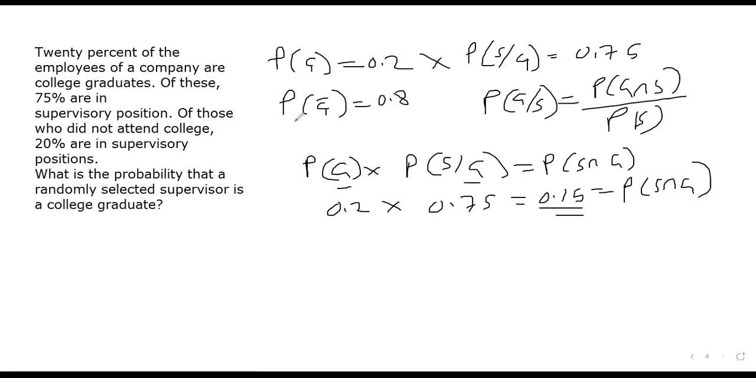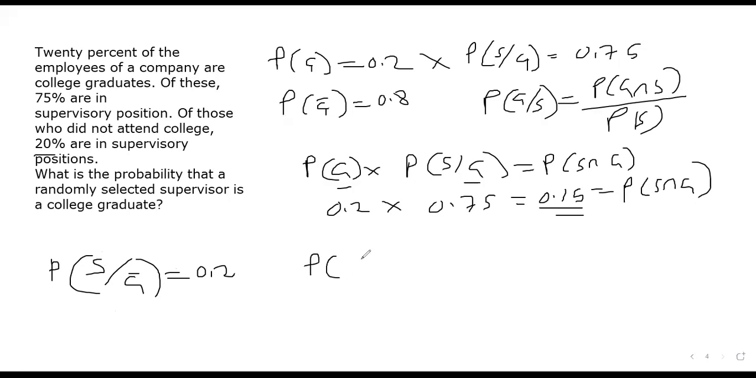So we're given another parameter here of 20%. This is a probability that of those who did not attend college, the probability that their supervisors is 20%. So this one is a conditional probability. How do we read that notation? Those who did not attend college. So it is supervisor given did not attend college. So the probability of supervisor given did not attend college is 20%, 0.20. So what do I multiply these two to get an intersection?